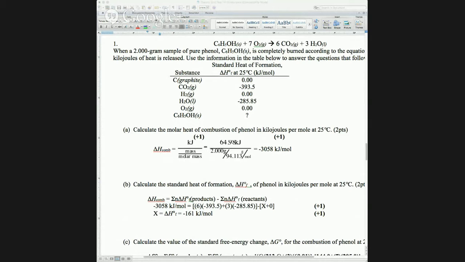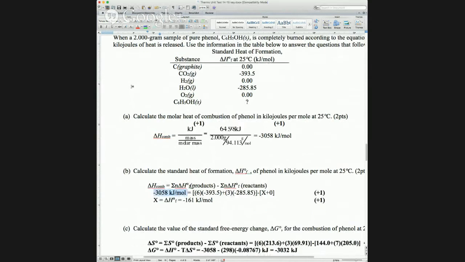Okay, and now we have another question. Aria, could you do number 3 on the free response on the test? So let's take a look at that one.